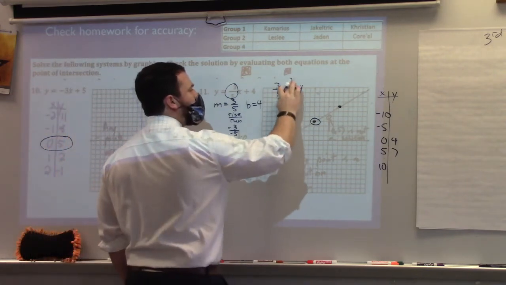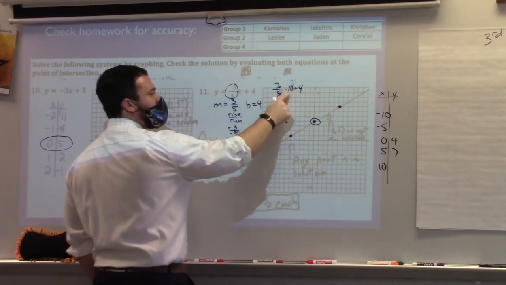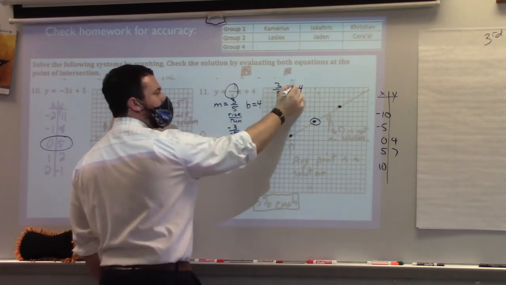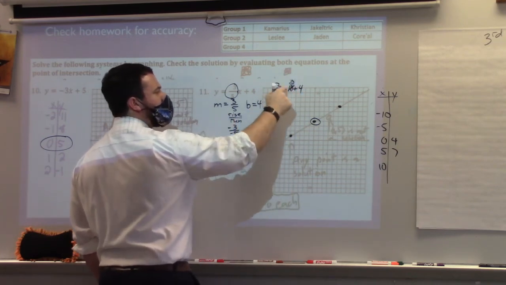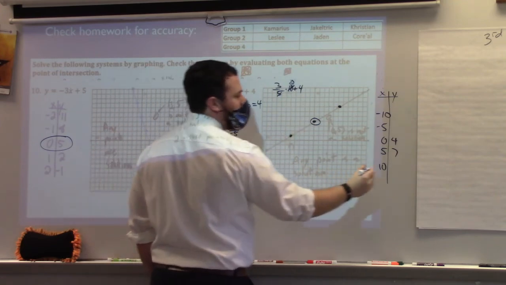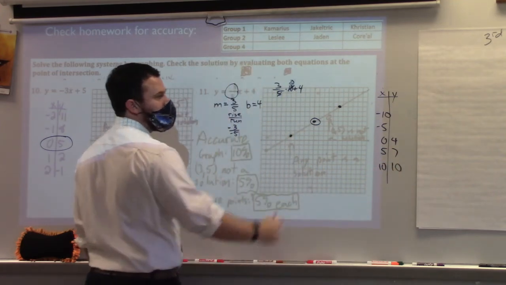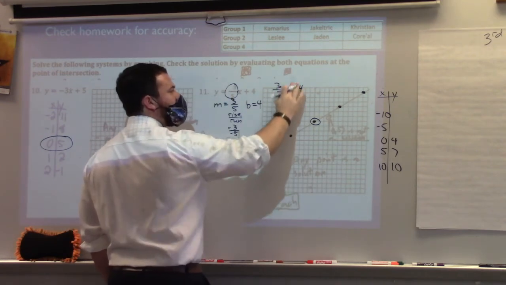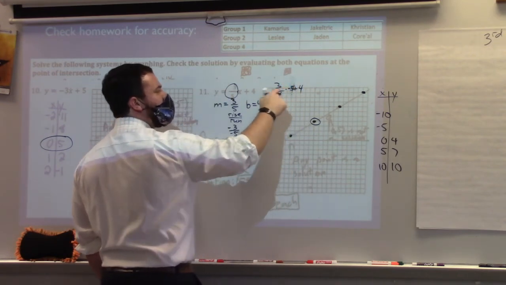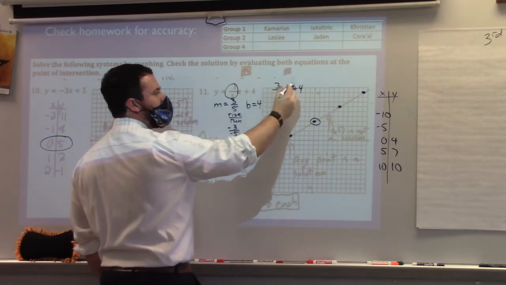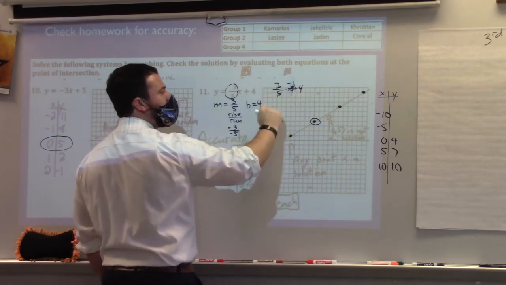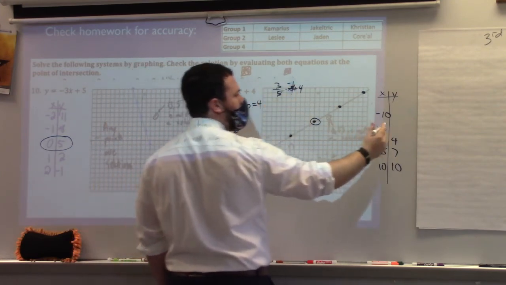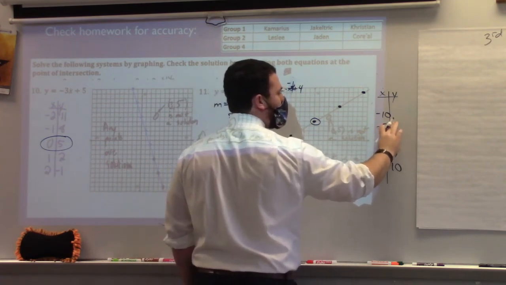Try a 10 here. What is 10 divided by 5? 2. What's 3 times 2? 6 plus 4. You can even do it with a negative 5. What's negative 5 divided by 5? Negative 1. 3 times negative 1 is negative 3, plus 4. And negative 1. You're right.